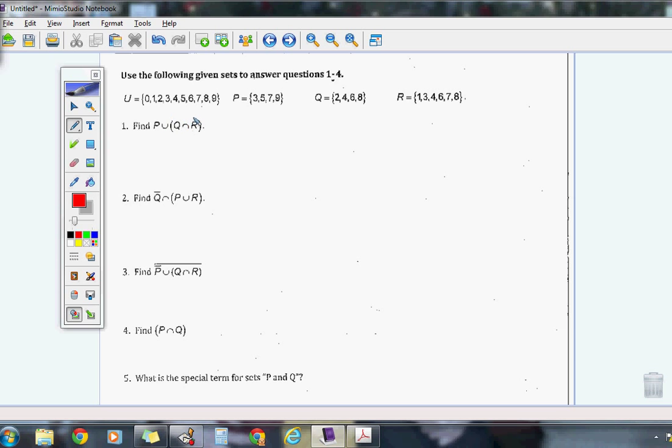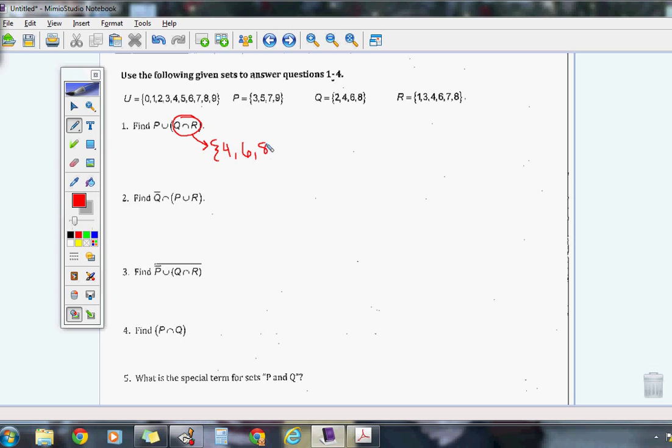The first thing we got to do is work inside here. So I got to try to take Q intersect R. That means I got to look at everything that both Q and R have. So I'm going to do that first, and I'm going to say to myself, all right, what do Q and R both have? 2, 4, 6, 8? No 2, but they got 4, 6, 8. So both sets, that's like the word and.